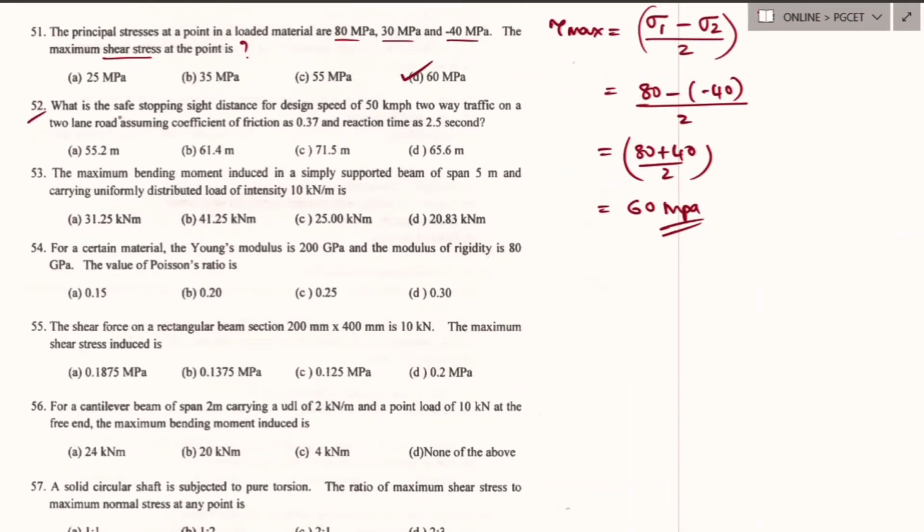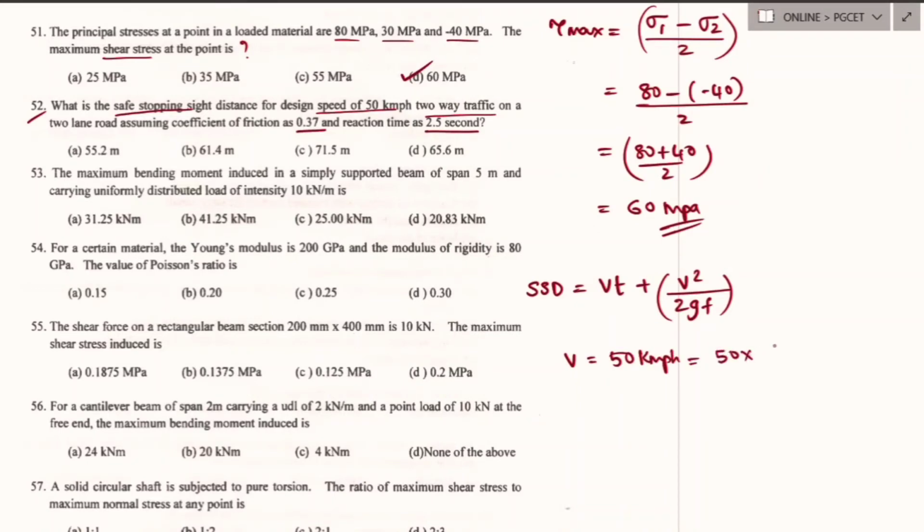Question number 52. What is the safe stopping sight distance for a design speed of 50 kmph, two-way traffic on a two-lane road, assuming coefficient of friction as 0.37 and reaction time as 2.5 seconds? As per IRC, the safe stopping sight distance is given by the formula Vt plus V square divided by 2gf, where V is the design speed of the vehicle, that is 50 kmph. We have to convert this design speed into meter per second. So 50 multiplied by 5 by 18.